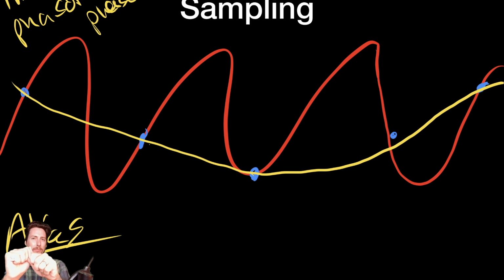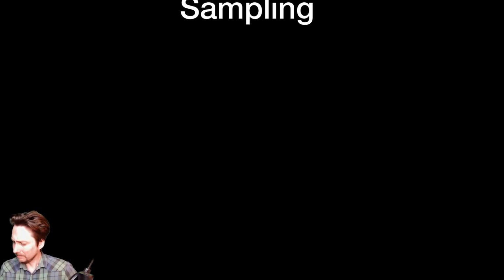If you slow it down a little bit, you'll take a picture here, and then a picture here, and a picture here, and a picture here, and it'll look like I'm moving my hands backwards relative to the actual motion of my hands. So that's just a visual example of aliasing. So how do we prevent this?